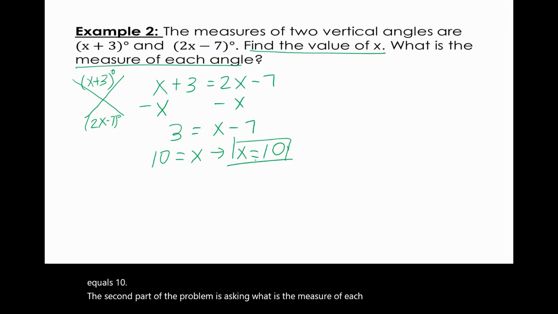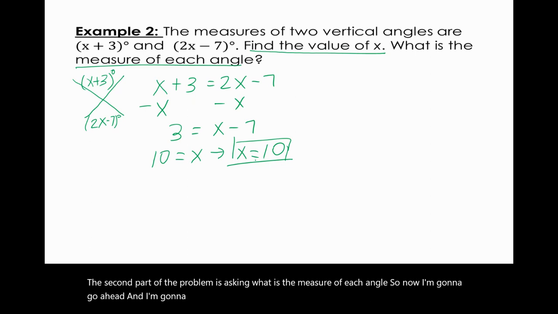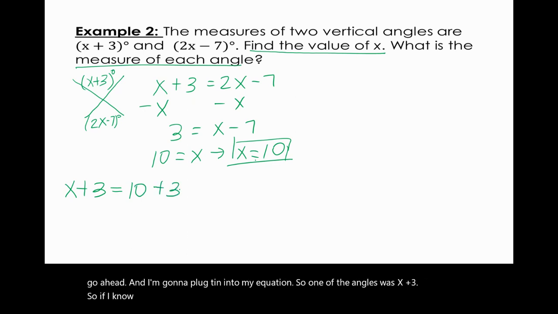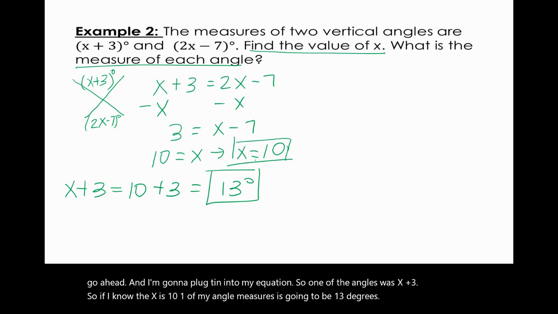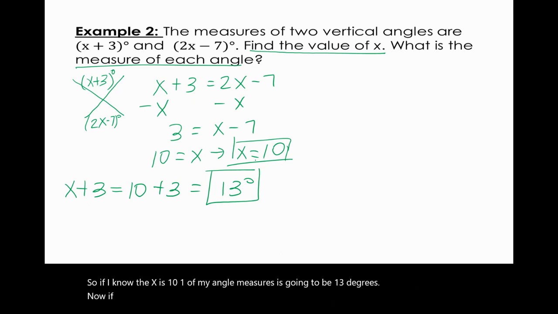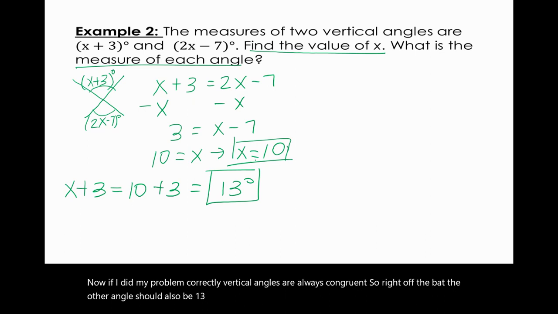So now I'm going to plug 10 into my equation. One of the angles was x plus 3. So if I know that x is 10, one of my angle measures is going to be 13 degrees. Now if I did my problem correctly, vertical angles are always congruent. So right off the bat, the other angle should also be 13 degrees. But this is a great way to verify that you did your math correctly.